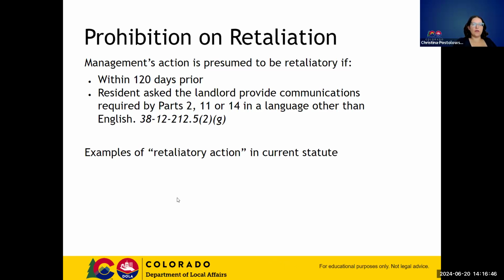It's an additional provision added to the existing prohibition on retaliation that says a management's action, so something like increasing rent or decreasing services in a selective or excessive manner, is presumed to be retaliatory if in the last 120 days the resident asks the landlord to provide communications in a language other than English.